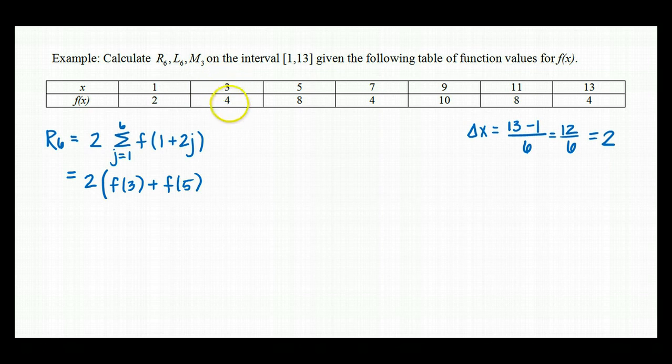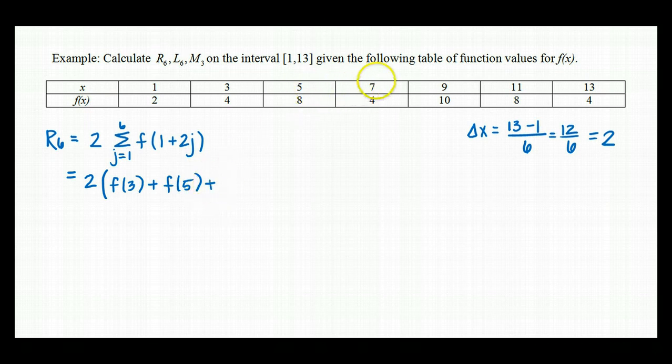The function value there is f of 3. So we used f of 3. Now over the next interval would be from 3 to 5. So between 3 and 5, 5 is on the right, so the function value at 5 is f of 5. So using that pattern, what do you think we'll use next?